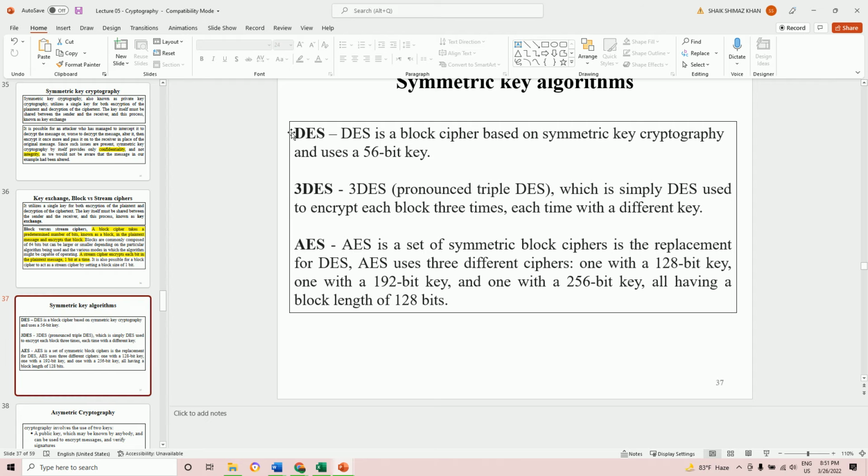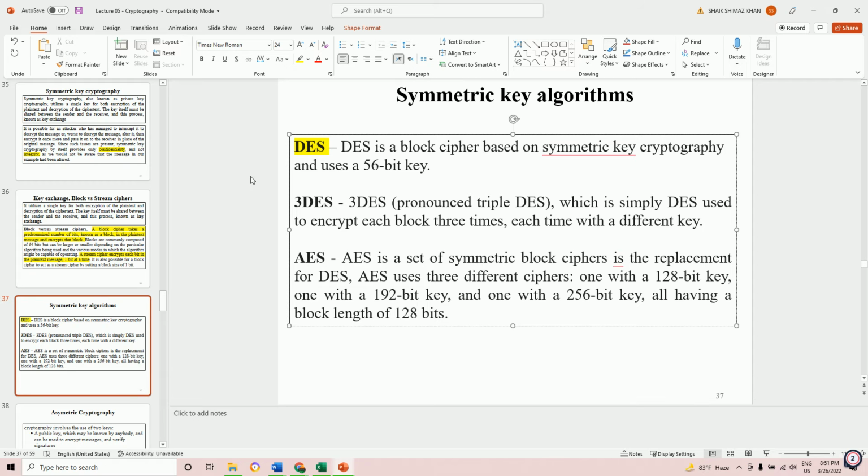Now these are some of the examples of symmetric algorithms. Students, these are the examples of symmetric encryption algorithm: DES, triple DES, AES.